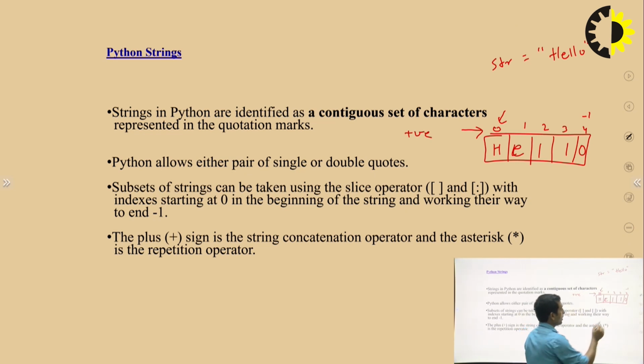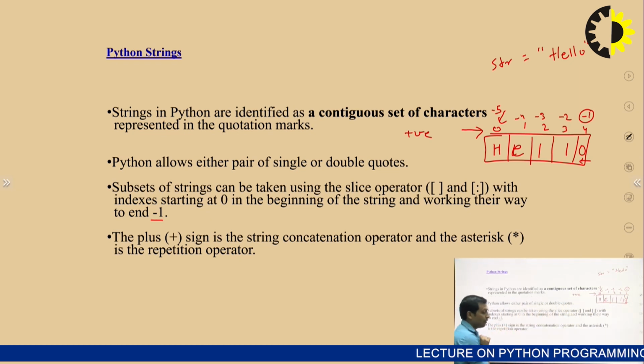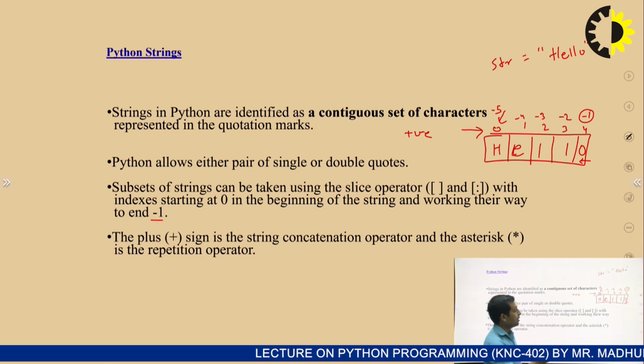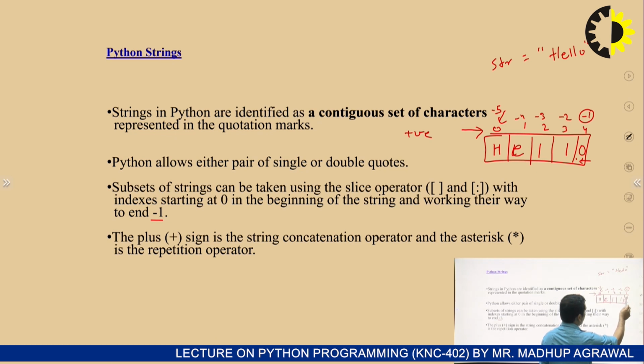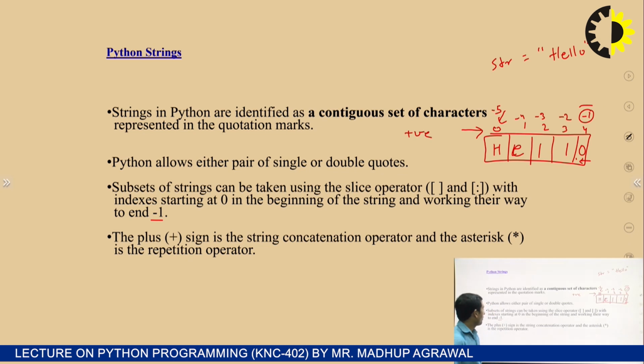So if we are using negative indexing, then the last element will lie on the minus 1 index. So positive and negative indexing both exist. This is the easiest method to find the last element: just use negative indexing minus 1 and get the last element.